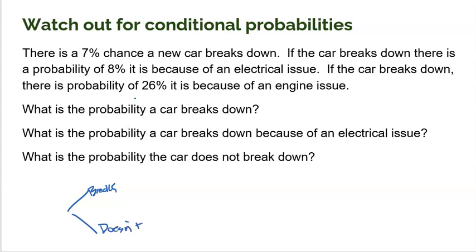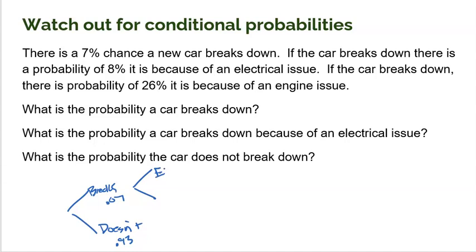Now right away, there's a 7% chance a new car breaks down. So we could say that's a 7% chance. The doesn't would be 93%, right? 7% chance it breaks down, 93% doesn't. Makes sense. Now, if it doesn't break down, then that's the end of it. It just doesn't break down. If it breaks down, then it says there could be an electrical issue or there could be an engine issue.